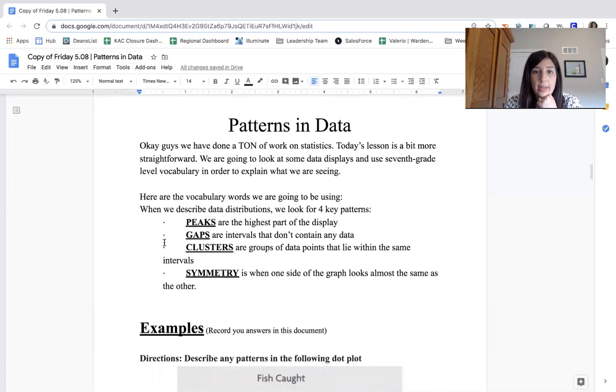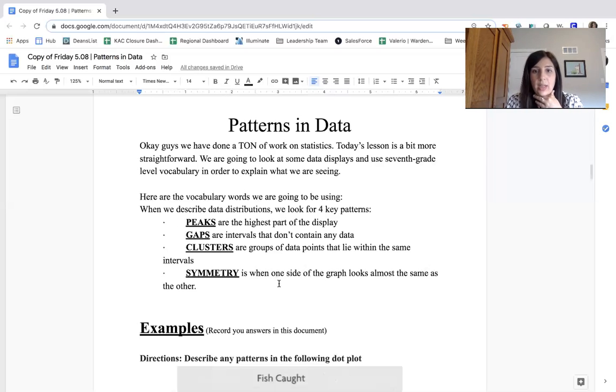These are the 4 vocabulary words that I'm going to ask you to identify in every single data display that we look at today. The first one is peaks. Peaks, kind of like the peak of a mountain, is the highest part of the data display. Gaps are intervals that don't contain any data in them. It's almost like they're empty. Clusters are groups of data points that lie within the same intervals, so they're clustered together in one group.